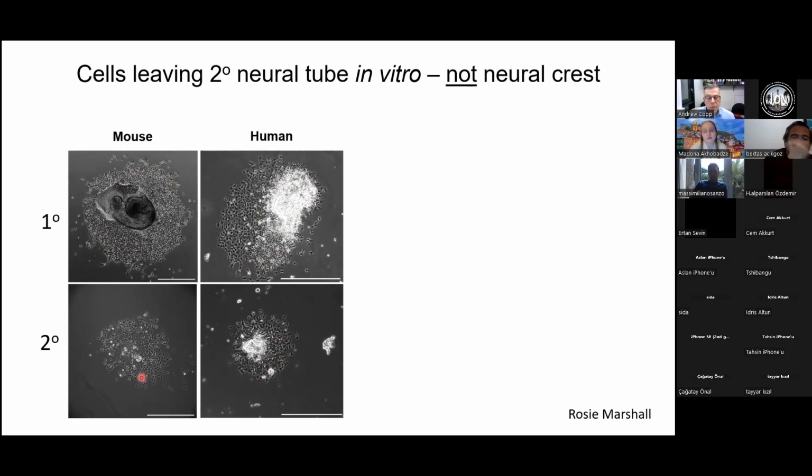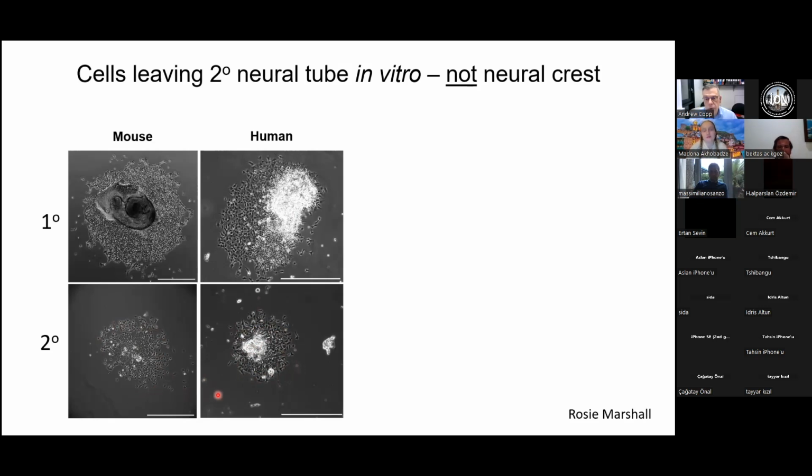And so the wisdom in the field is that these cells are neural crest, and therefore they are emigrating from the neural tube onto the dish in the way that they would in vivo, out of the neural tube and into the adjacent tissues. So this is puzzling, because if the secondary neural tube was not making any neural crest, why are these cells coming out? What are these cells? Or maybe we're missing the cells in vivo, and this is telling us that actually there really are neural crest cells from the secondary neural tube.